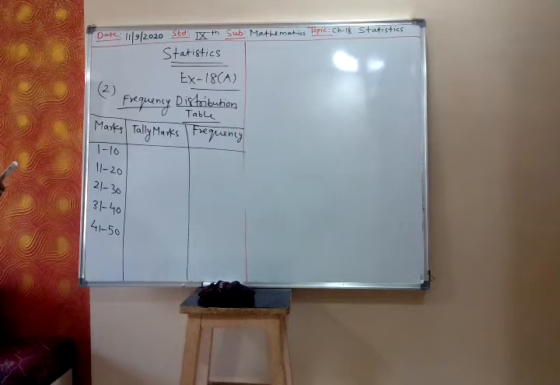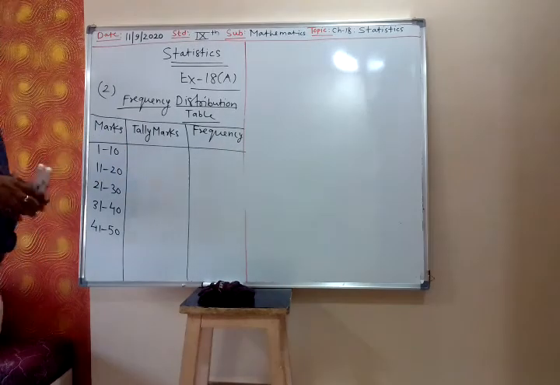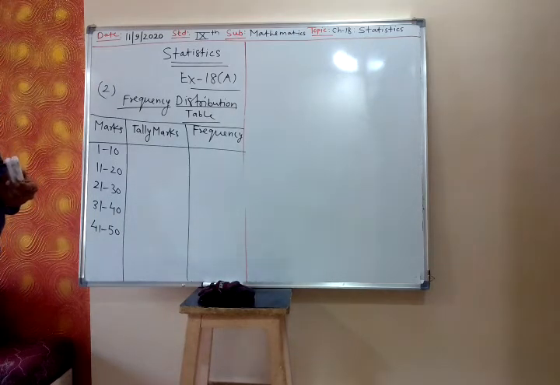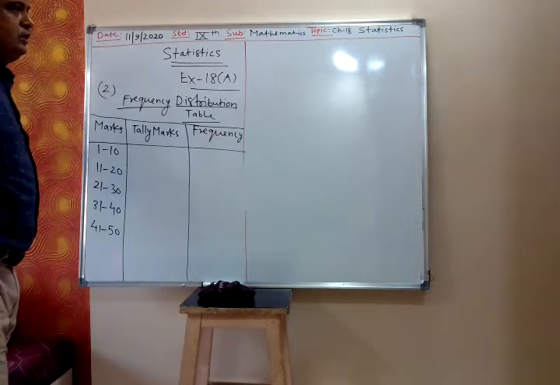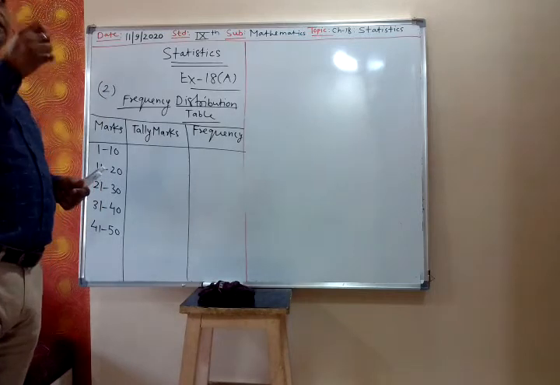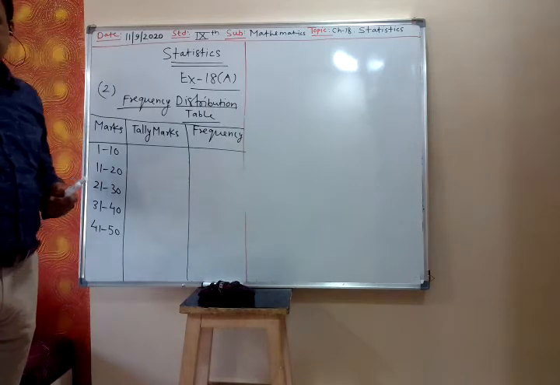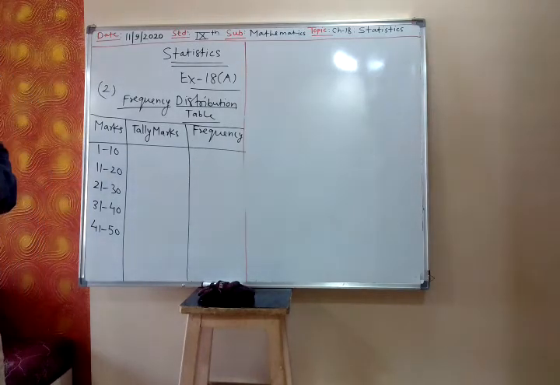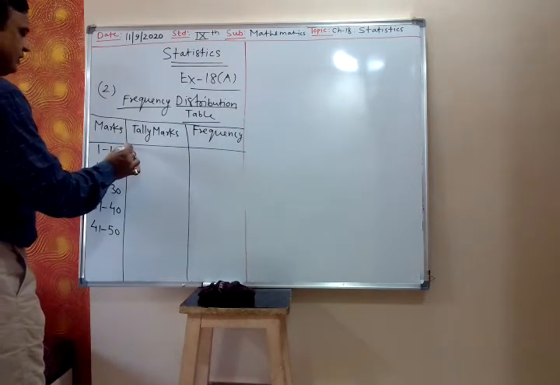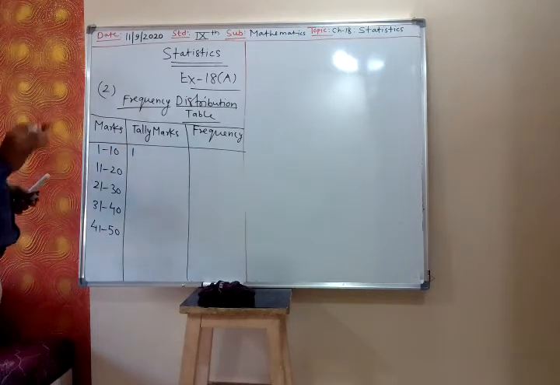Now let us make the tally marks. In tally marks we write the number with a stroke. And after 4 strokes, we write the 5th stroke across those 4 strokes. So now first it is 8. Where you will write 8 in this tally mark. So you will write 1 stroke.